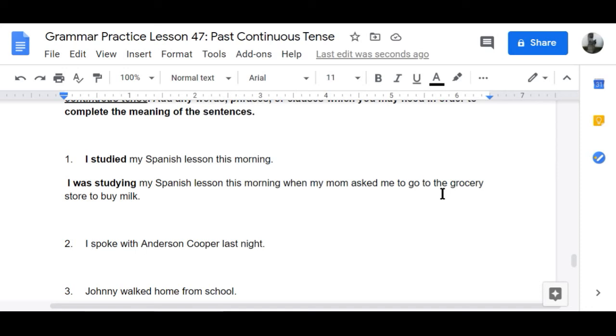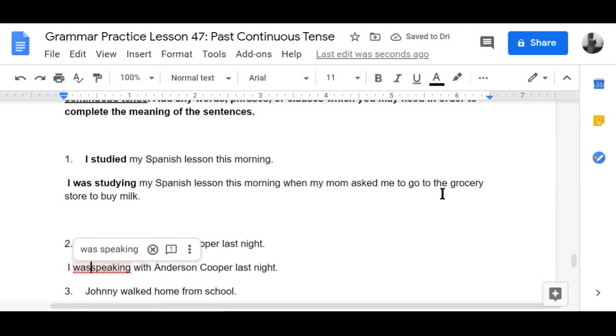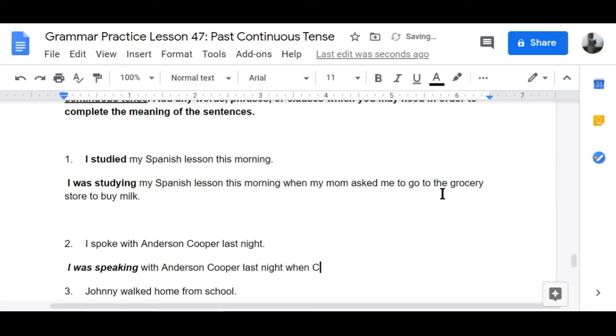2. I spoke with Anderson Cooper last night. I was speaking with Anderson Cooper last night. When what? CNN called him because they had breaking news. Okay, I was speaking with Anderson Cooper last night when CNN called him because they had breaking news.